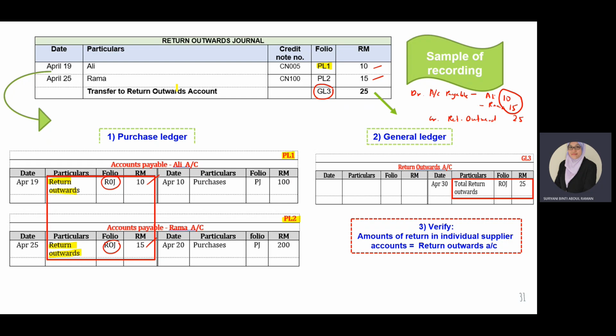But as for return outwards, this is a new account, so you have to open GL3. You cannot use GL1 or GL2 since they belong to the purchases and sales accounts. So you will open the return outward account and straight away put in the total as follows. To verify whether the accounts have been recorded correctly or not, you have to check whether the debit and the credit entries tie back or not.